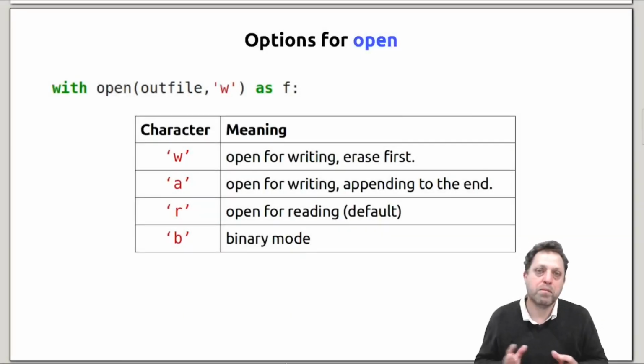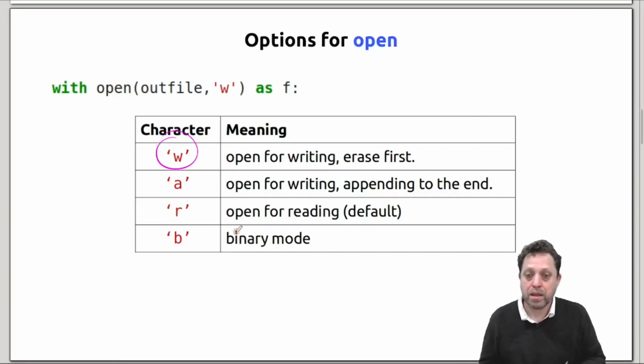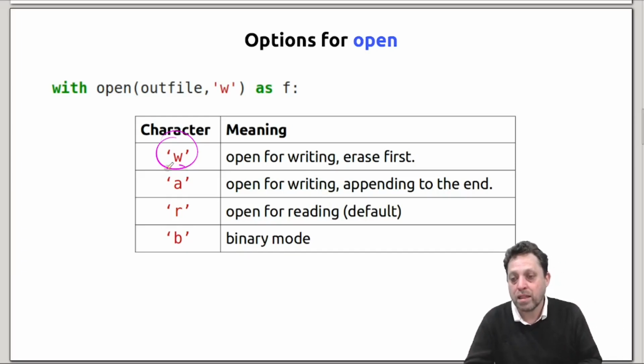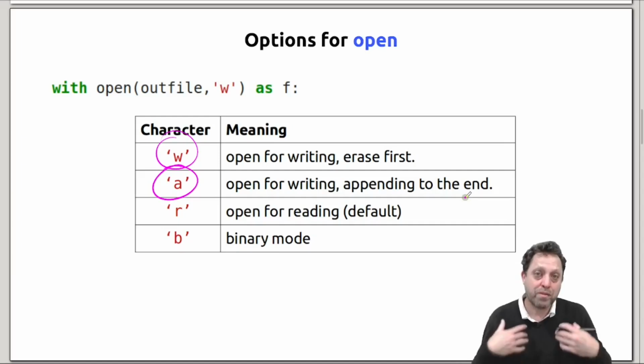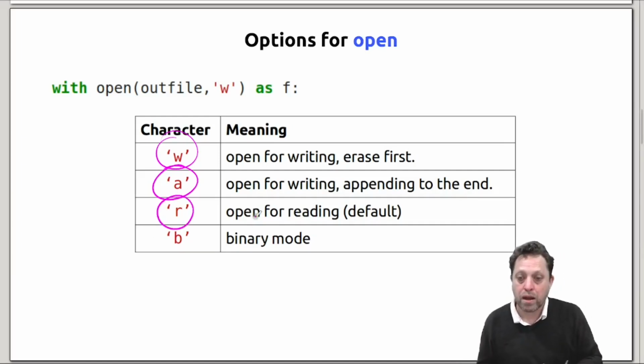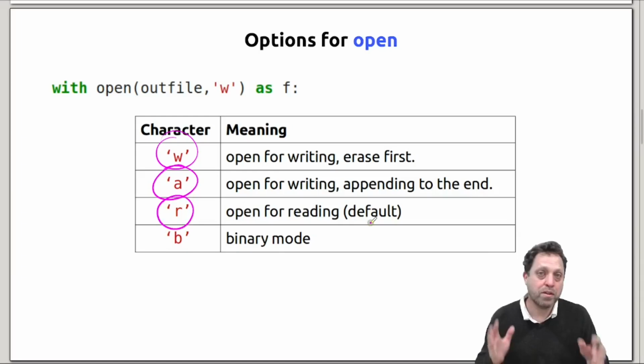Here are some of the different modes that we can use for opening a file. We already saw the w mode. That is open for writing, but keep in mind that this mode will erase the content of the file first. So if that's not what you want, if what you want is to append to the end of an already existing file, then use the a mode, that is open for writing, appending to the end. If what you want is to read from a file, then you use r, and this is the default mode. So if you don't use anything, then it will open for reading.